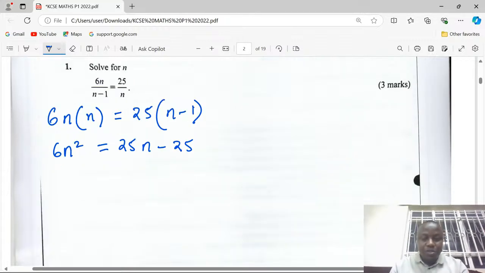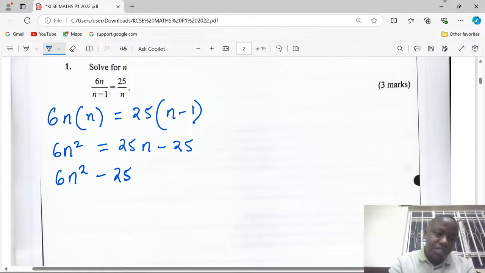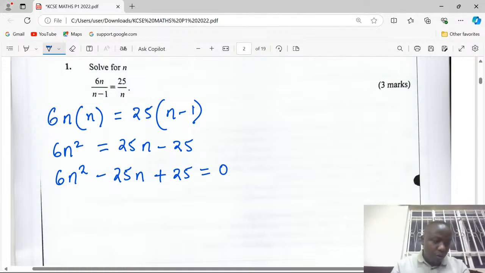The equation is now becoming quadratic because we have a power of 2. This means it will be 6n squared minus 25n, then positive 25. This is equivalent to 0. It's now a quadratic equation, and with a quadratic equation, we can apply the several methods of solving quadratic equations for us to come up with the solutions of n.